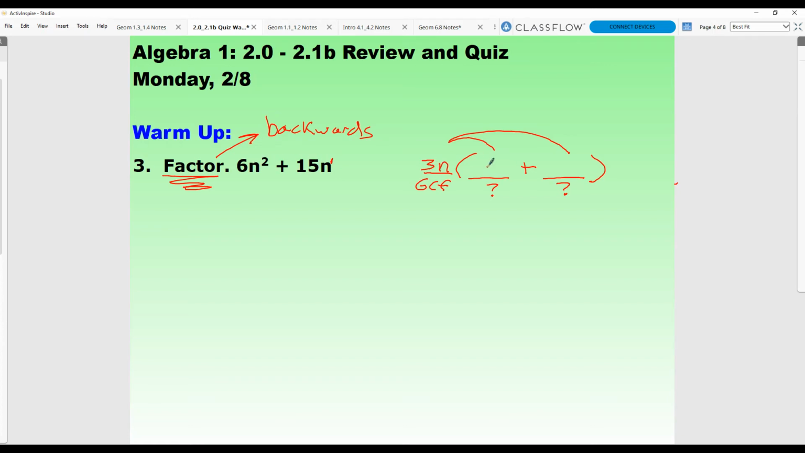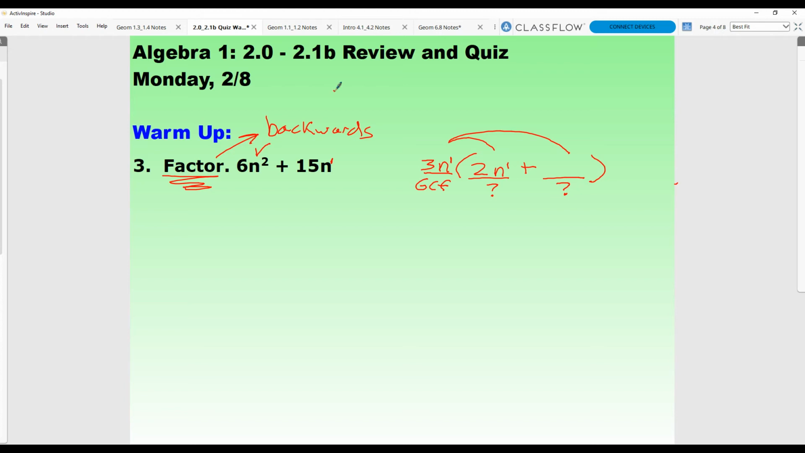Now we just have to figure out what goes on the inside of each of these blanks. Start with this right here. Start with the number. You need a 6, you have a 3, so you need to multiply 3 times 2 to make 6. So a 2 goes in that blank. And then take a look at your n's. You have 1 n, you need 2 n's, so you need to put an n¹ right there, so that when you multiply n¹ and n¹, it makes n². So that one checks out.